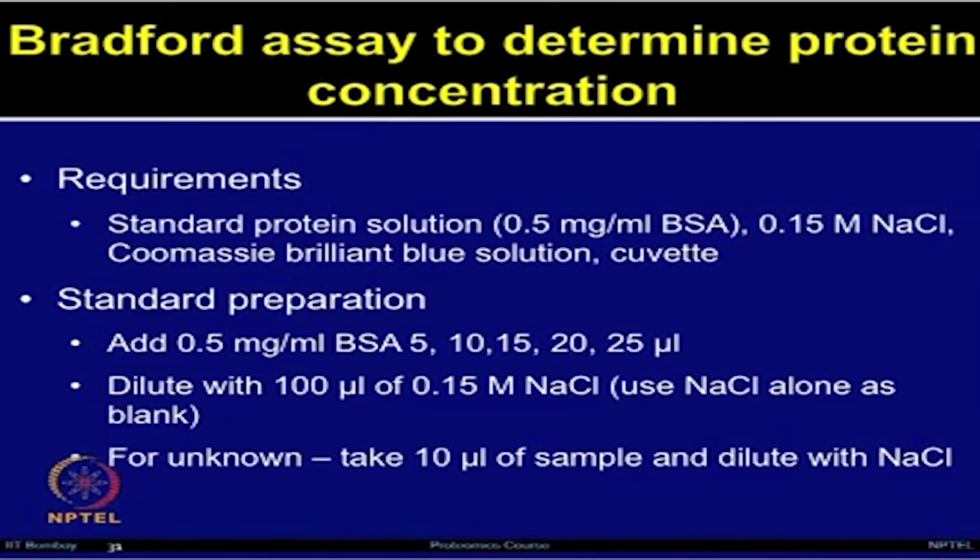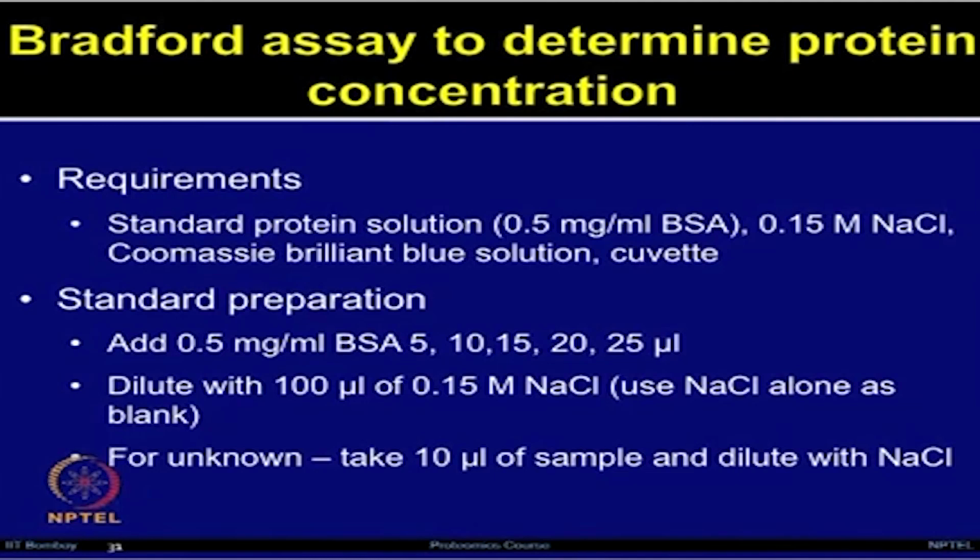So, for the standard preparation, you can take BSA and add different concentrations of this: 5, 10, 15, 20, 25 microliters, or you can go even more in the standard preparation series. Then dilute the sample with 0.15 molar sodium chloride, and make the total volume 100 microliters. One sample with no protein can be used as the blank, which can be used to auto zero the value in the spectrophotometer, and then further you can measure your samples.